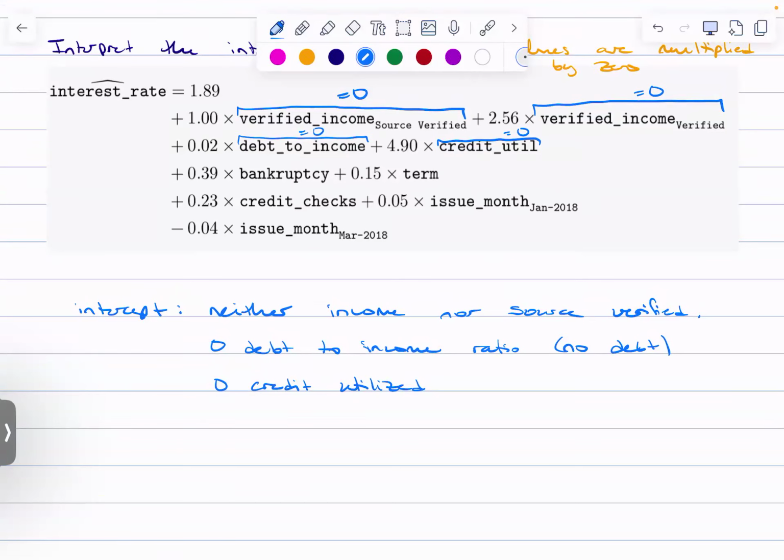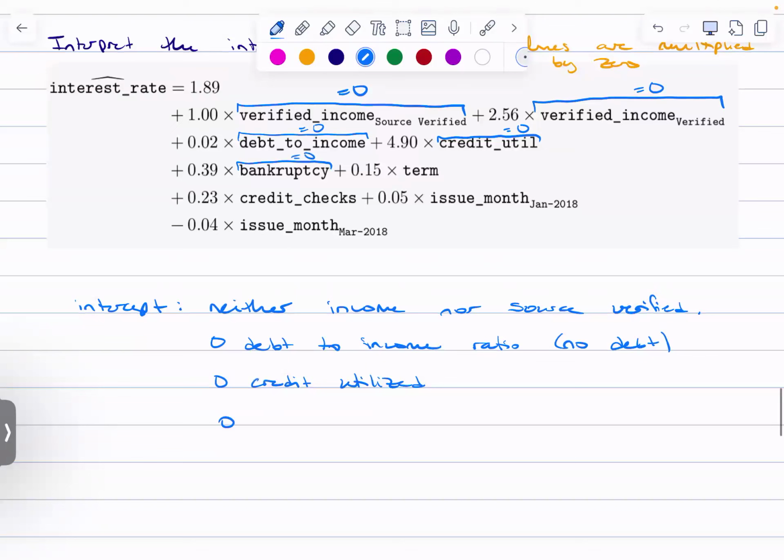The bankruptcy has to be 0, right? So they can't have had any bankruptcies. 0 bankruptcies. It's not really a number, so I should say no bankruptcies, because it's a yes/no variable.